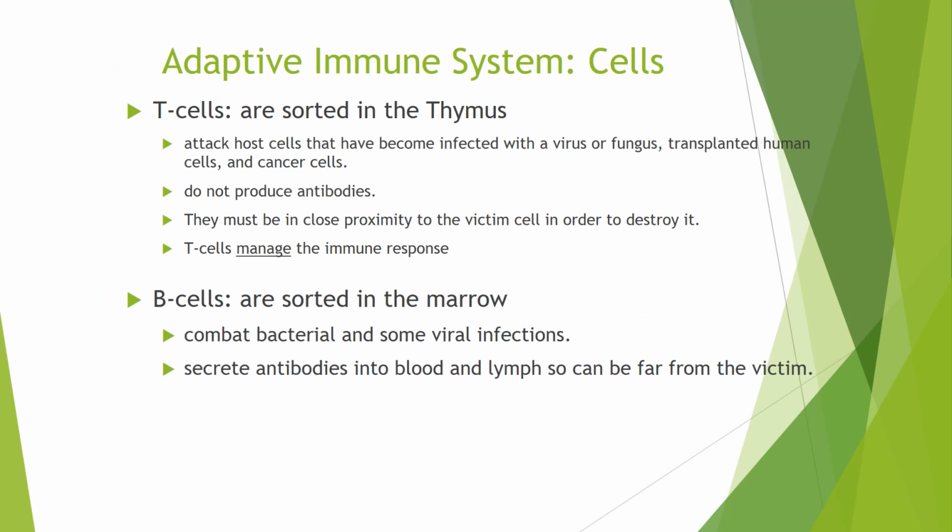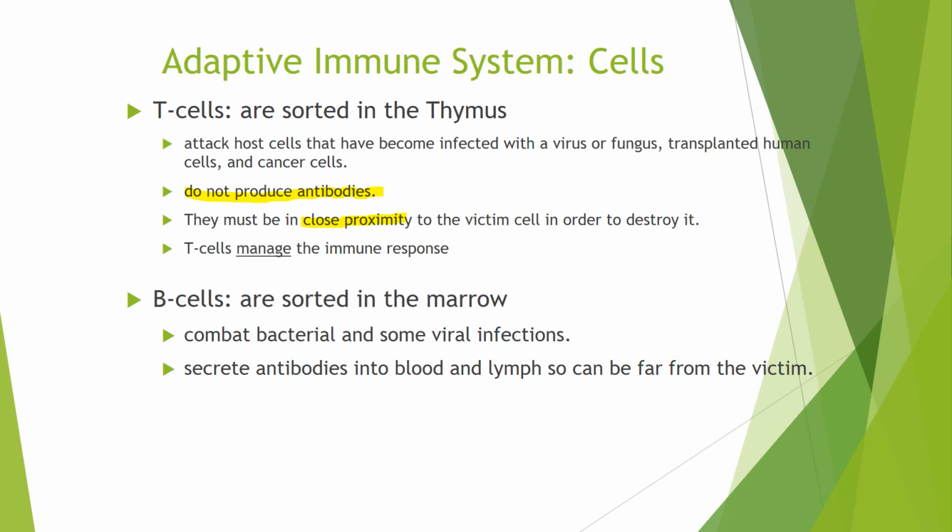A little more detail about the different types of cells for the immune system. The T cells, again, within the thymus, attack host cells that become infected with a virus or fungus. Examples are also transplanted human cells and cancer cells, anything that it doesn't recognize as itself. These must be continuously produced to provide immunity. The big thing is that they do not produce antibodies. They must be in close proximity, very close or almost touching the victim cell in order to destroy it, and so these help to manage the immune response.